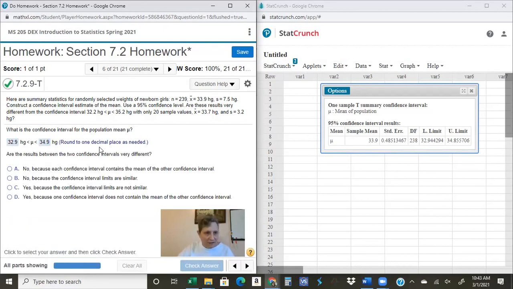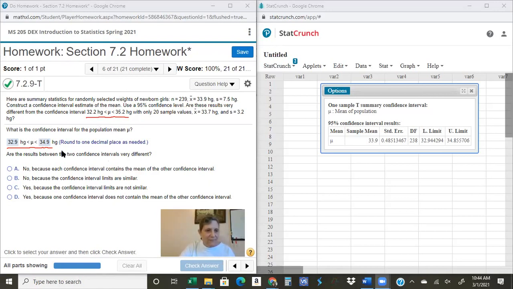Now compare the confidence interval that we got with this sample to the confidence interval they got with this other sample. This one was 32.2 to 35.2. Ours is a little tighter. It's actually completely within this confidence interval. So they're not that different. If they didn't overlap, that would be different. Anytime they don't overlap, that is different.